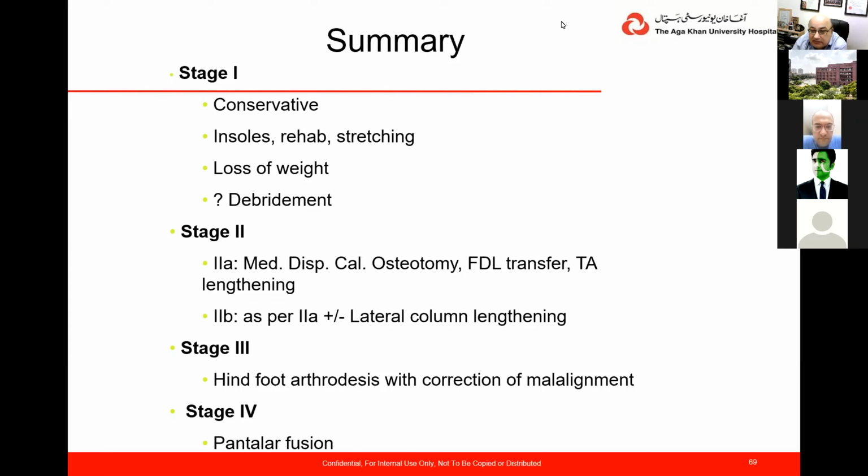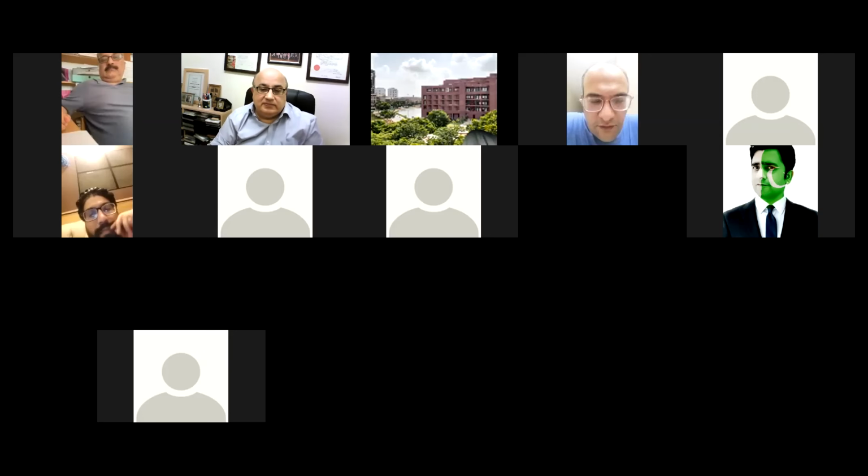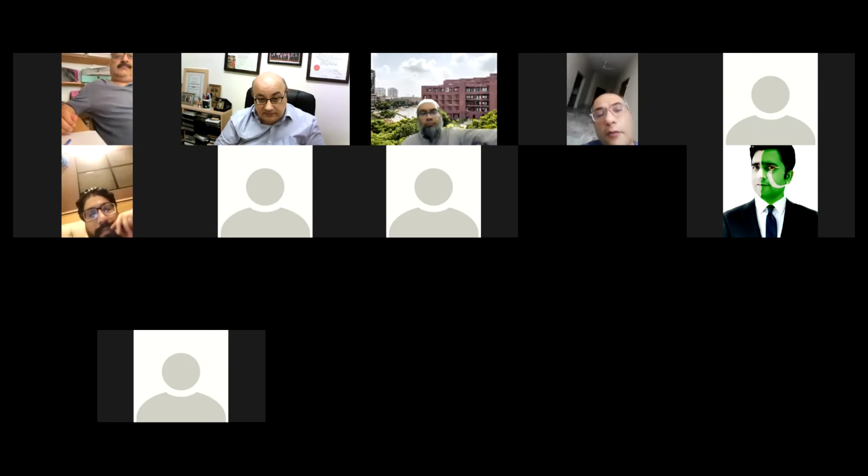Assalamualaikum, sir. Thank you, Dr. Rizwan, for your talk. I was just asking about doing arthrodesis in the rigid deformity. Do you prefer doing the triple or sparing the calcaneocuboid joint? Ideally, it depends; you have to do an MRI to see if the calcaneocuboid joint can be spared. If it can, you should spare it.